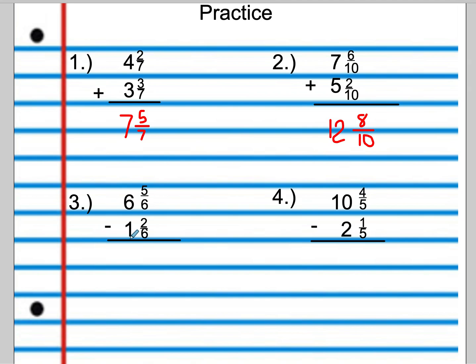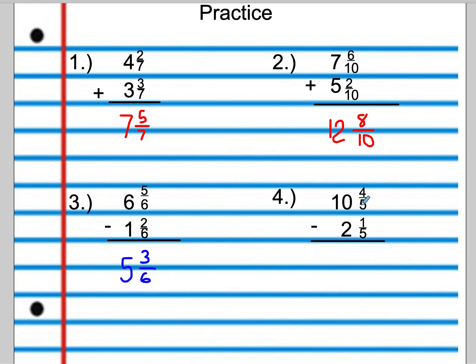Now in subtraction, we have 6 and 5/6 subtract 1 and 2/6. So I have common denominator, so I can go ahead and legally subtract. So 5 minus 2 is 3. And remember, the denominator doesn't change, so it's 3/6. And 6 minus 1 is the whole number, gets us a 5 and 3/6.